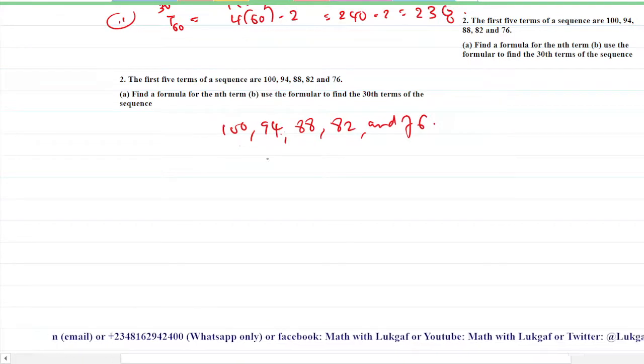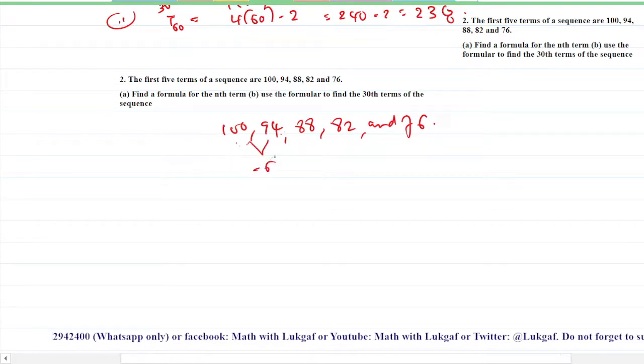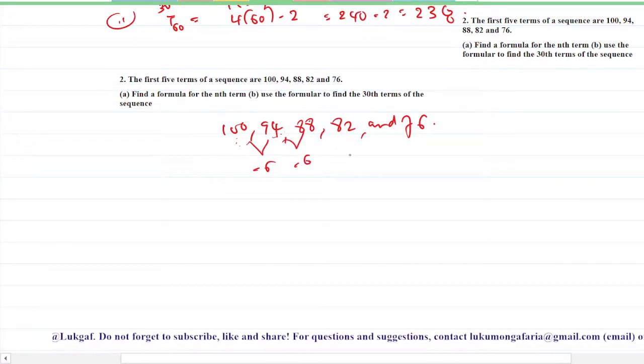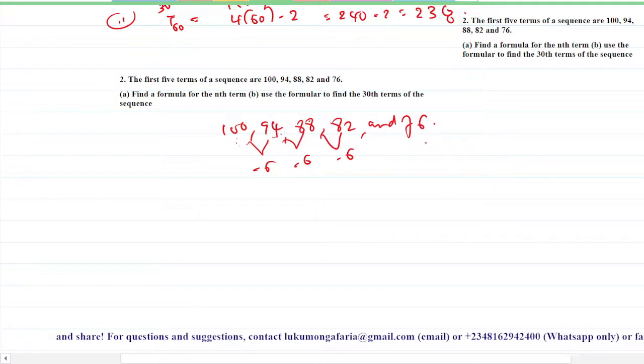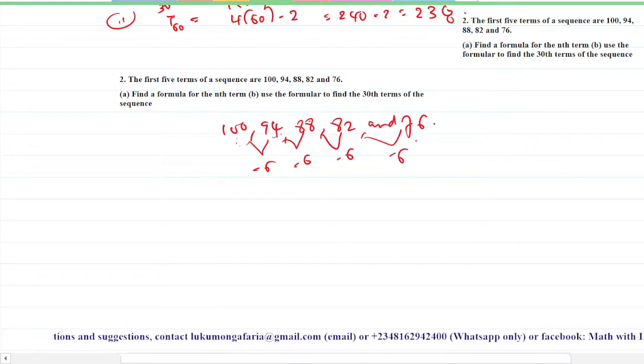If you say this minus this, you are going to have minus 6. So you can say when you say second term minus first term, that will give you minus 6. This minus this will also give you minus 6. Minus 6. You understand now? And minus 6. In fact, this is what? It's a linear sequence because the difference between two consecutive terms gives you negative 6.